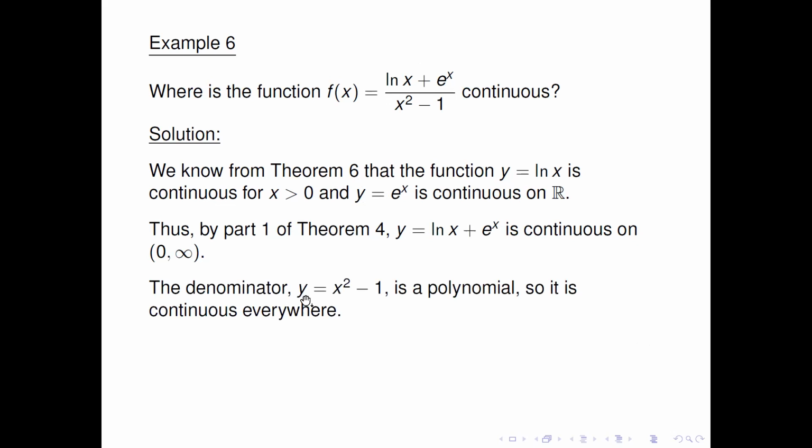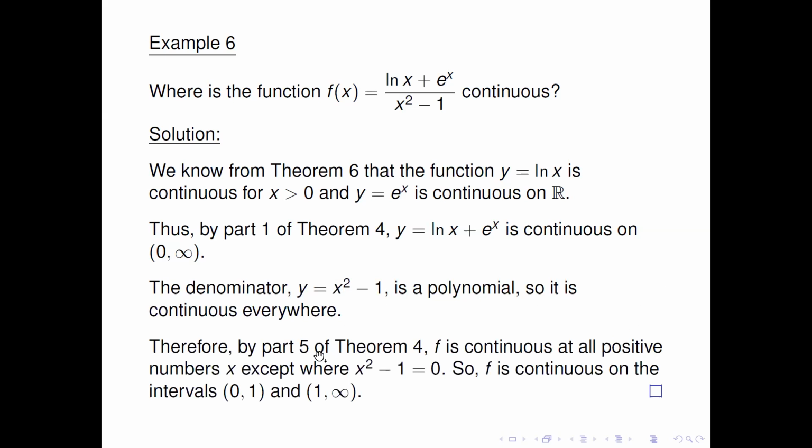The denominator, y equals x squared minus 1, is a polynomial. And so it is continuous everywhere, which is the entire set of real numbers. Therefore, by part 5 of one of our theorems, f is continuous at all positive numbers, except where this expression is 0, right? Wherever the denominator is 0. So f is continuous on the intervals (0, 1) and (1, infinity). So all we've done is really take out this point here, this positive solution to this expression. And that's where that function is continuous.